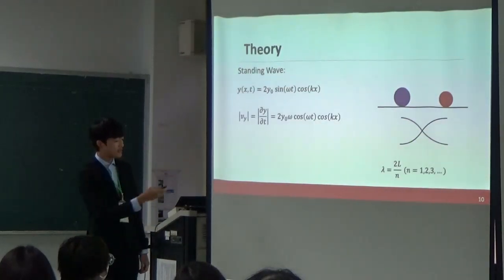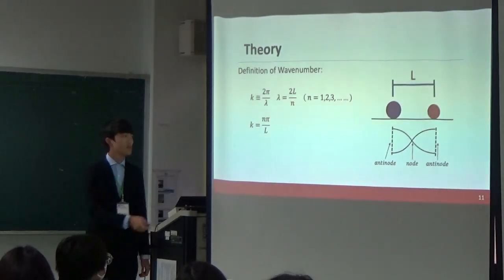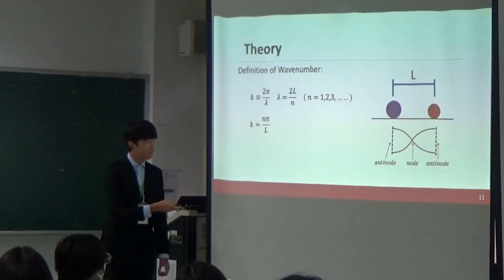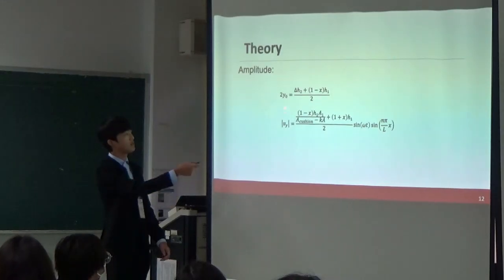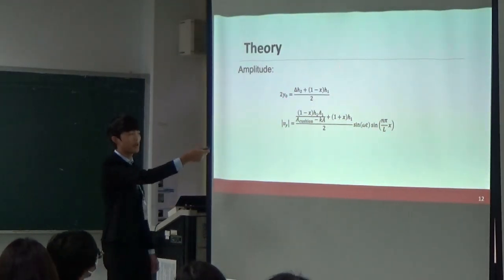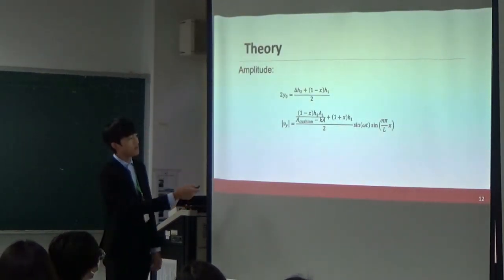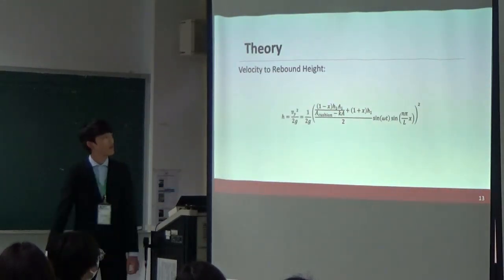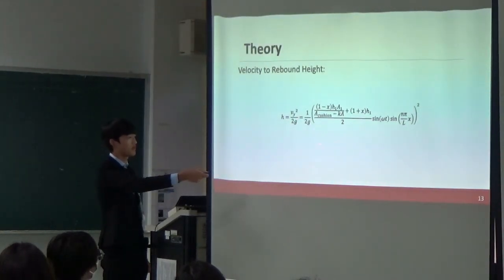And here, k is the wave number, and this is the definition of wave number. So we substitute the wavelength into the wave number. And also from the equation, we know that the amplitude is this one over here. And this is the observation of our experiment. So now we have the amplitude and the wave number, we can get this equation over here. And we change the velocity again into the rebound height, and it is expressed over here.